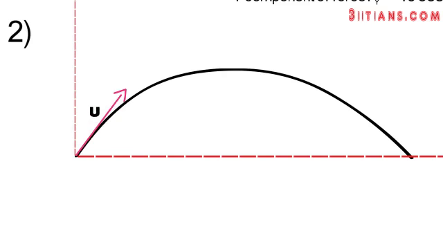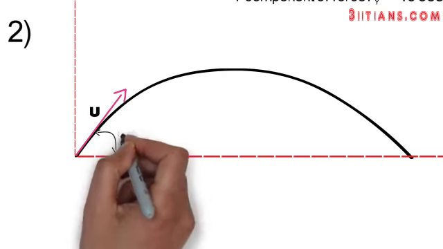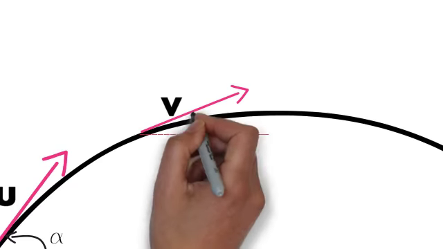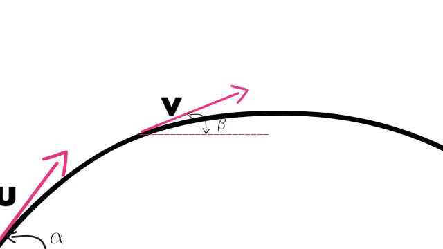The initial velocity makes an angle alpha with the x-axis, and after some time the velocity of the particle while it is in air changes. The new velocity of the particle is the v vector, and this vector makes an angle beta with the x-axis. Alpha is not equal to beta because the angle the velocity makes with the x-axis keeps on changing.